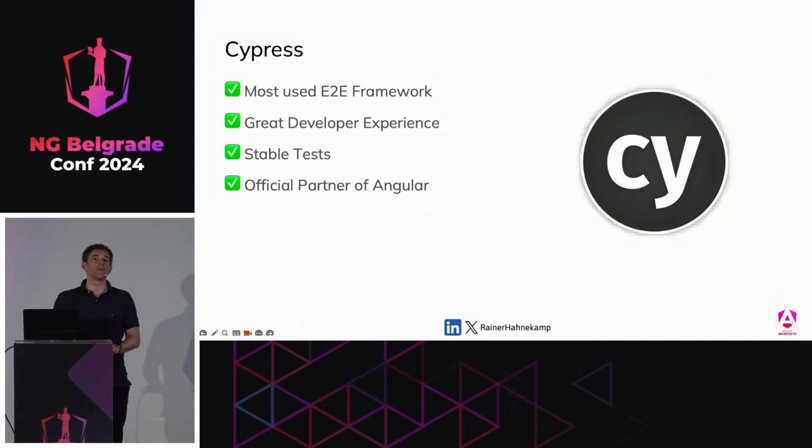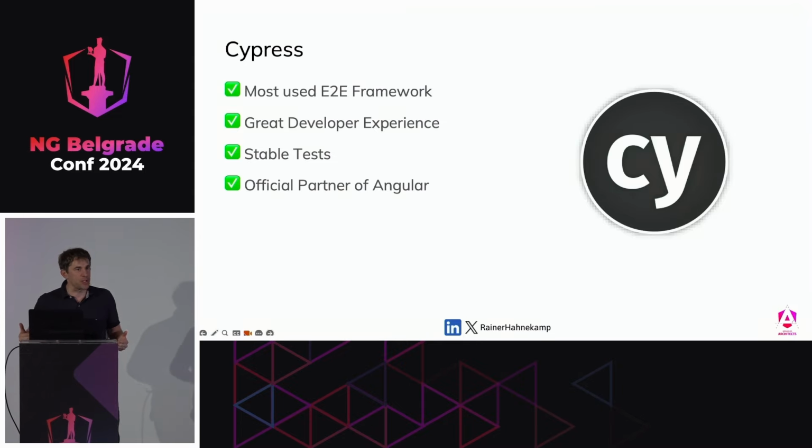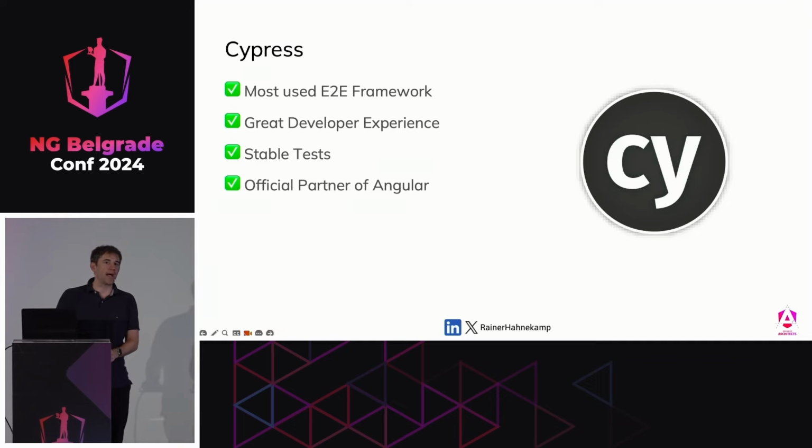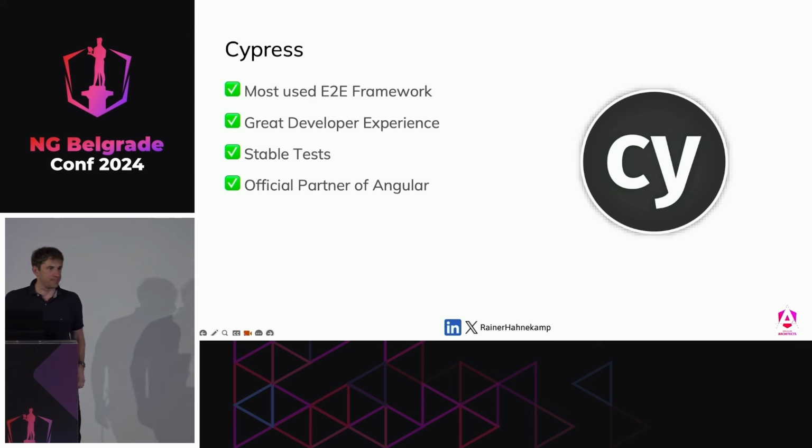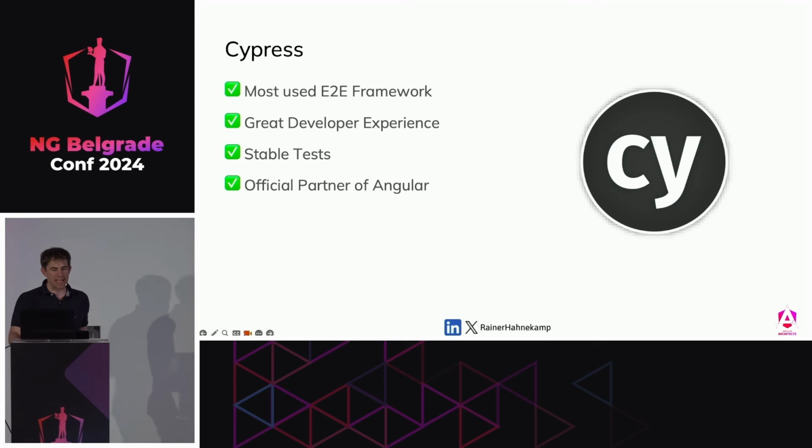And it's an official partner of Angular. That's also important. When Angular deprecated Protractor, which was the official end-to-end framework of the Angular CLI, they said that they are now going to do partnerships with other end-to-end frameworks, and one of them is Cypress. Also good. So they provide schematics and all that stuff.